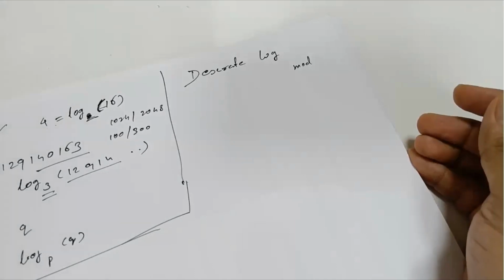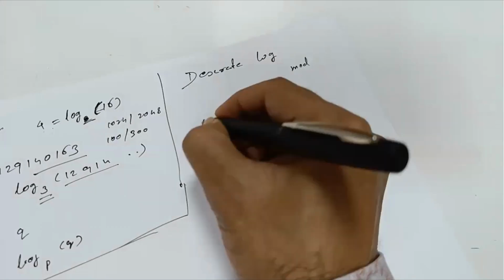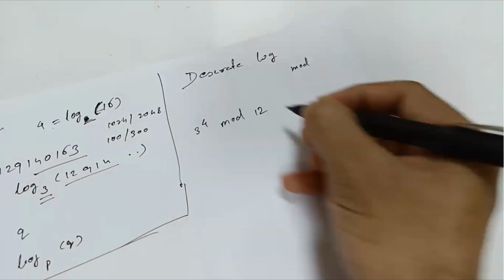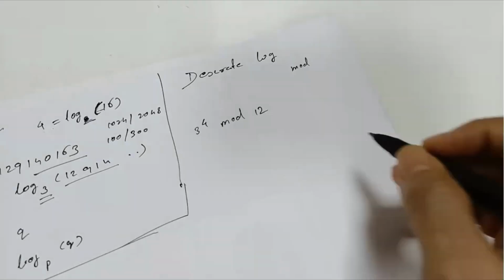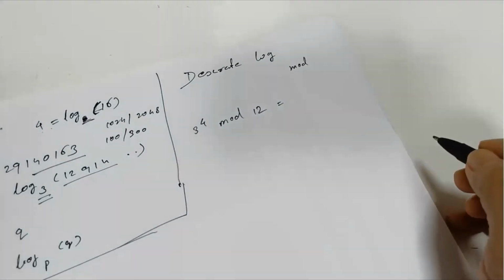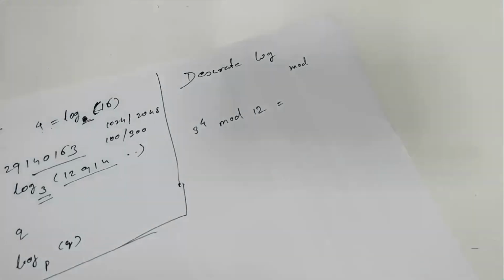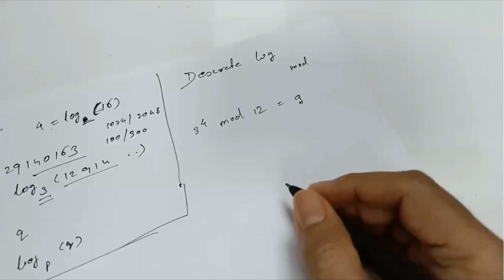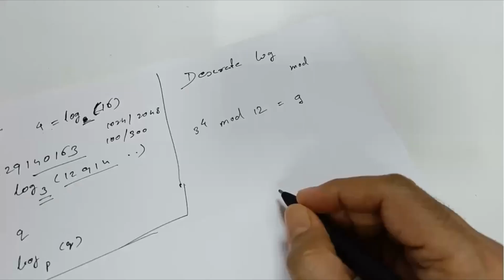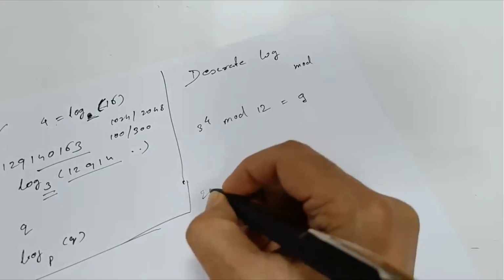So let us see the example. Let's say 3 raised to 4 mod 12. We have actually seen a few examples like this. Can someone tell me the answer to this? Nine. 9. That's correct. So this is the one.